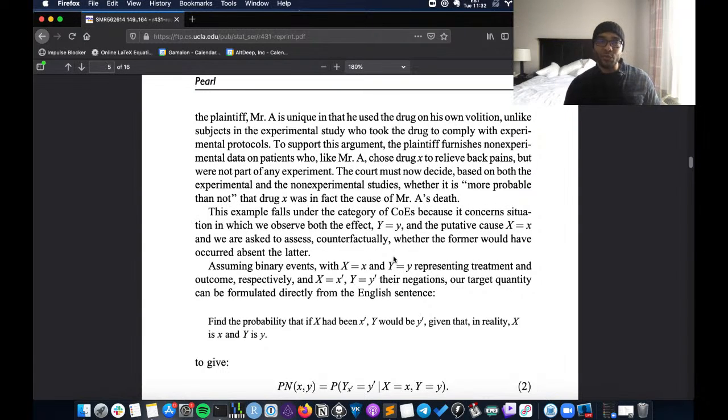And here we have a whole bunch of users from non-experimental data who, like Mr. A, chose to use the feature and were not included in the A/B test. So the data science lead, or the executive in the organization, has to decide based on both experimental and non-experimental studies whether it's more probable than not that the feature was indeed the cause of Mr. A engaging more.